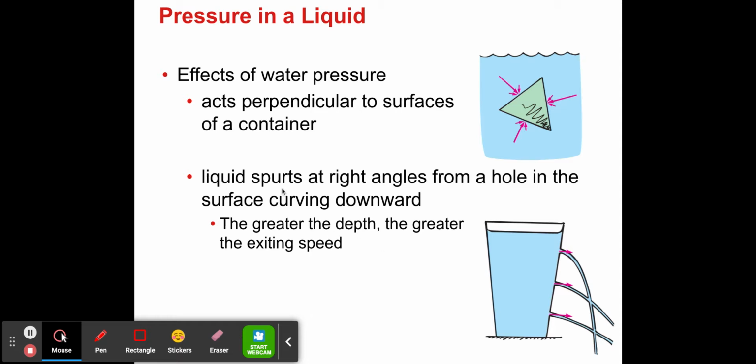So liquid spurts at right angles from a hole in a surface, curving downward. The greater the depth, the greater the exceeding speed. So if you try this, a container with so many holes, you will realize that the greatest pressure is going to be from the hole that is really down, because the deeper you go into the water, the higher the pressure. Okay, so pressure increases with depth.